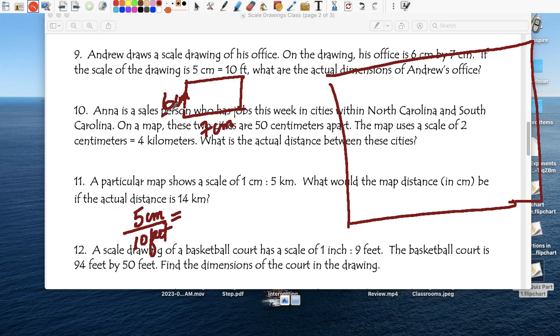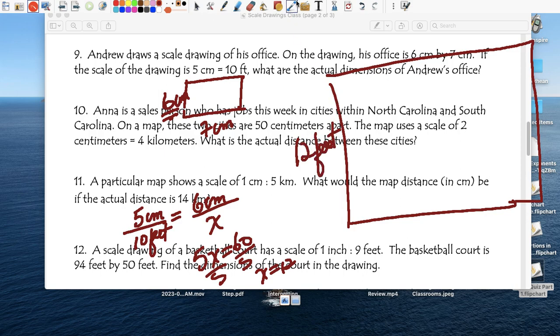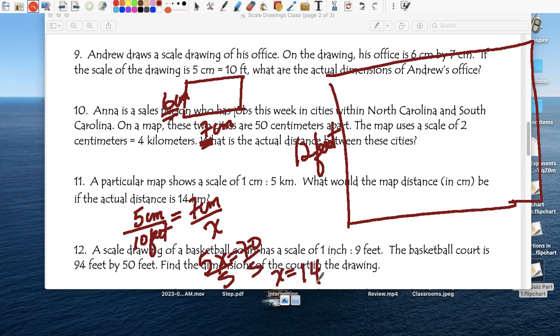So let's do this guy first. 6 centimeters represents how many feet in real life? Well, cross multiply, you get 5x equals 60, divide by 5, x equals 12. So this side measures 12 feet in real life. Let's go back and do the 7. So 7 centimeters in the drawing represents how many feet in real life. Again, cross multiply, 5x equals 70, divide by 5, x equals 14. This side of his office.